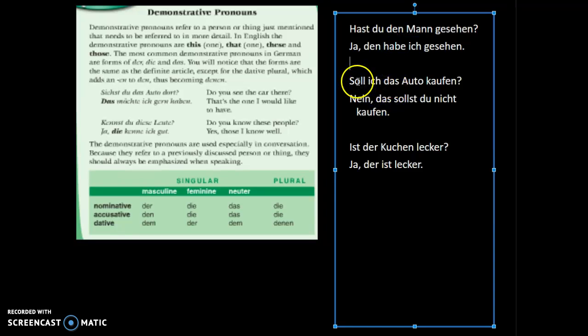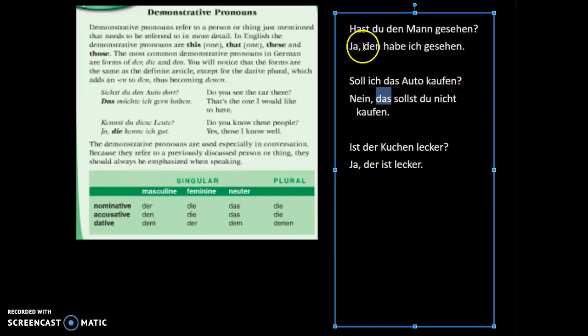Another example. Soll ich das Auto kaufen? Should I buy the car? I'm going to say here, nein, das sollst du nicht kaufen. And the reason I'm using das is because it's das Auto. And even though das Auto is the direct object here, and das is the direct object here, we notice that das stays das. So I'm going to say, nein, das sollst du nicht kaufen.